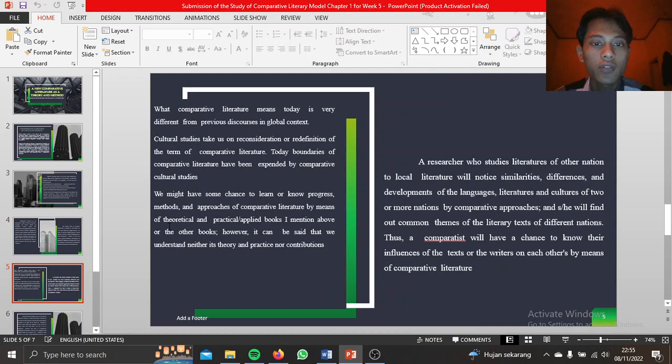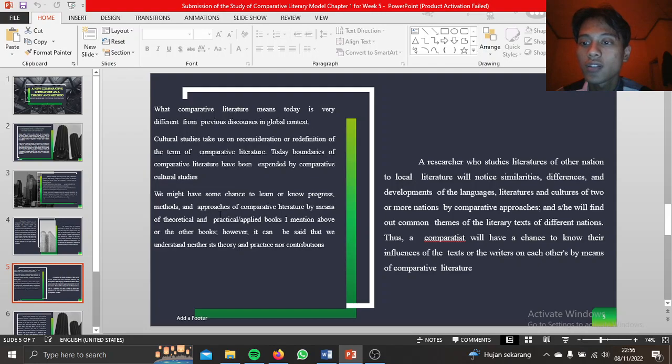What comparative literature means today is very different from previous discourses in global contexts. Cultural studies take us to a reconsideration or redefinition of the term comparative literature. Today, the boundaries of comparative literature have been expanded by comparative cultural studies. We may have some things to learn about the progress, methods, and approaches of comparative literature by means of theoretical and practical applied books, which I mentioned. However, it can be said that we understand neither its theory and practices nor its contributions.